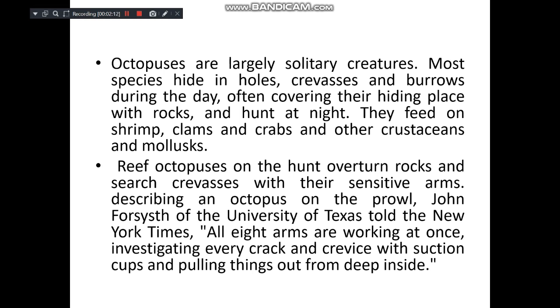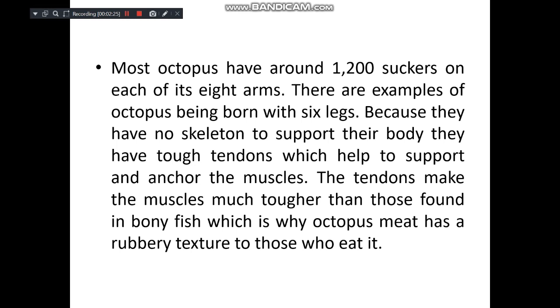Arms, as all of you know, are provided with suction cups. So if at all any prey is noticed, immediately it can be pulled out. Most of the octopuses have around 1,200 suckers on each of its arm.